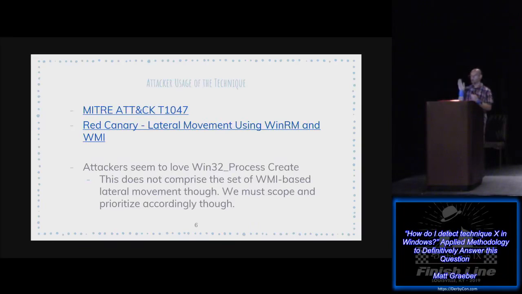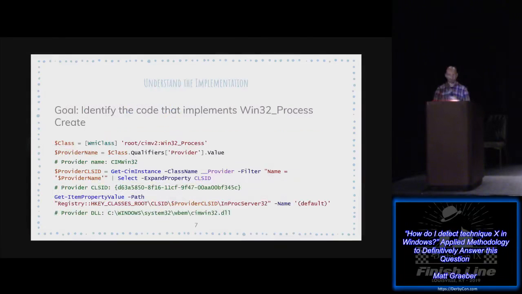So for the purpose of this talk, we're going to scope our detection and data source analysis around just this particular procedure, the TTP procedure of Win32 process create-based lateral movement. And there are some good resources out there that I've highlighted here. Okay, so what I'd like to do is to start understanding the implementation of Win32 process create.